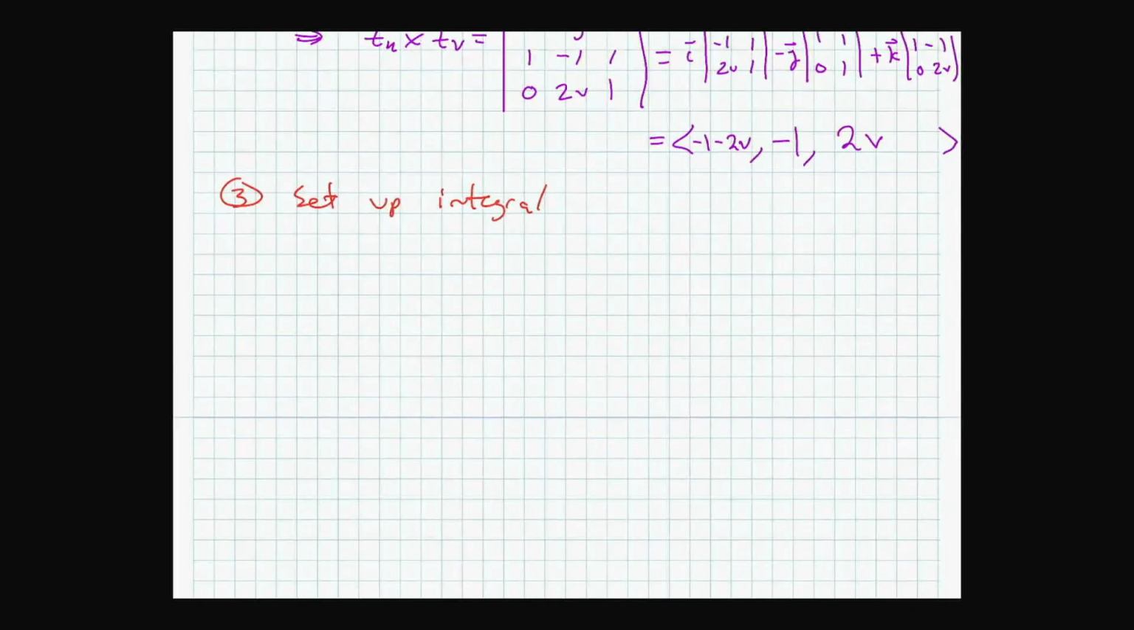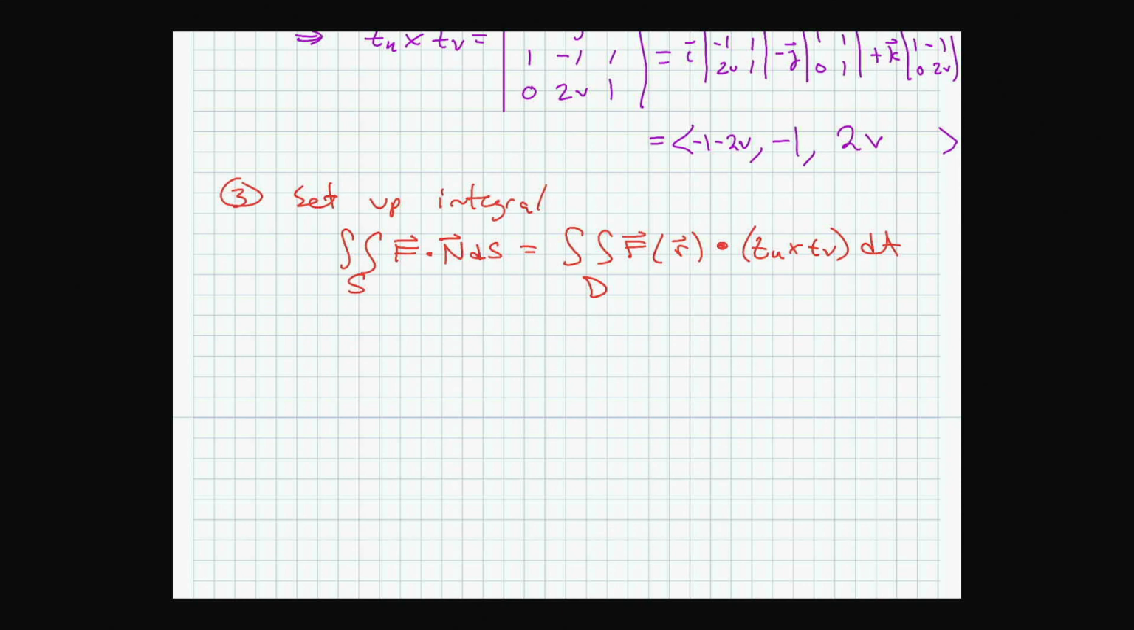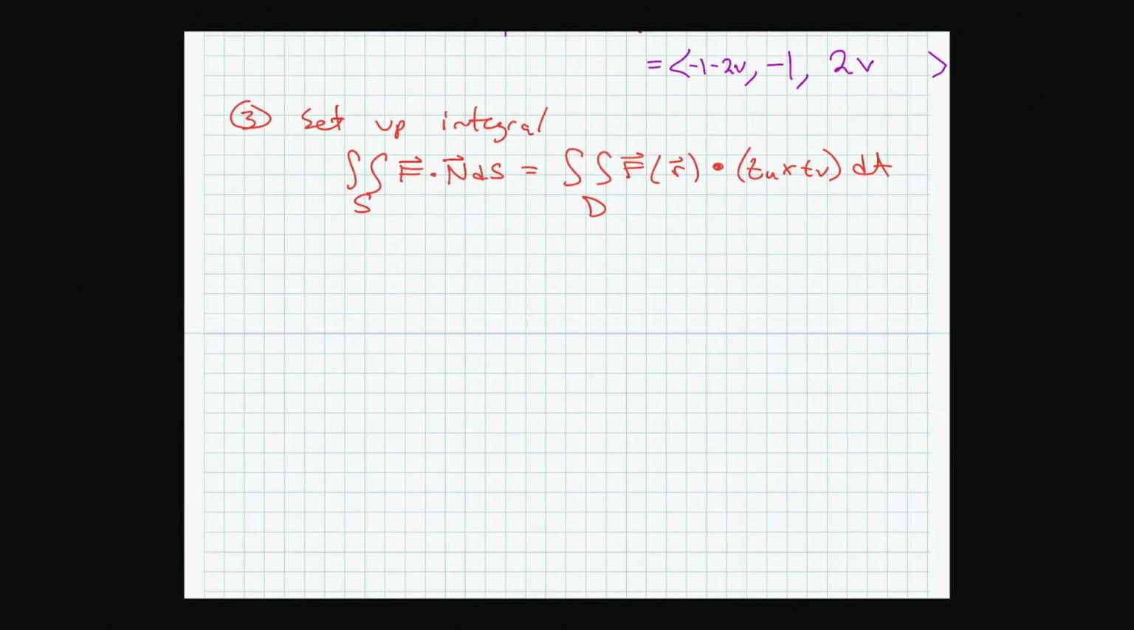So again, the key here is the double integral over S of F dot n dS is going to be a double integral over the domain, whatever that is. F, you plug in your parameterization, and then you do a dot product with T_u cross T_v, and then dA. So this is not going to be hard to set up or anything. This is going to be easy to set up, partially because they made it easy to set up.